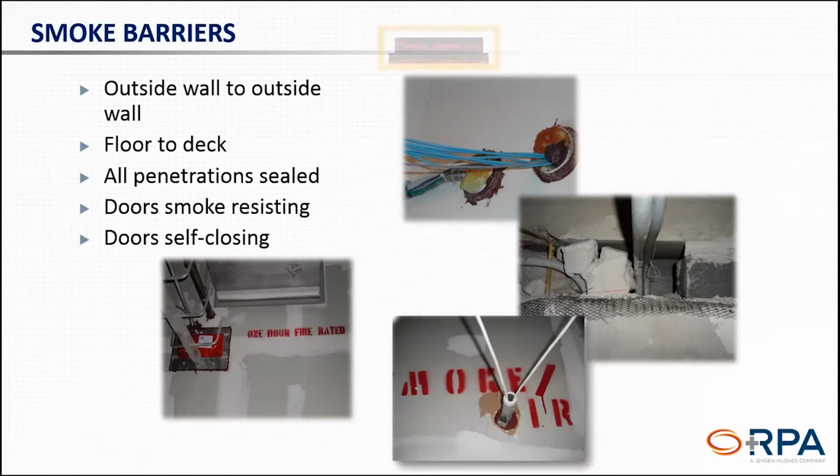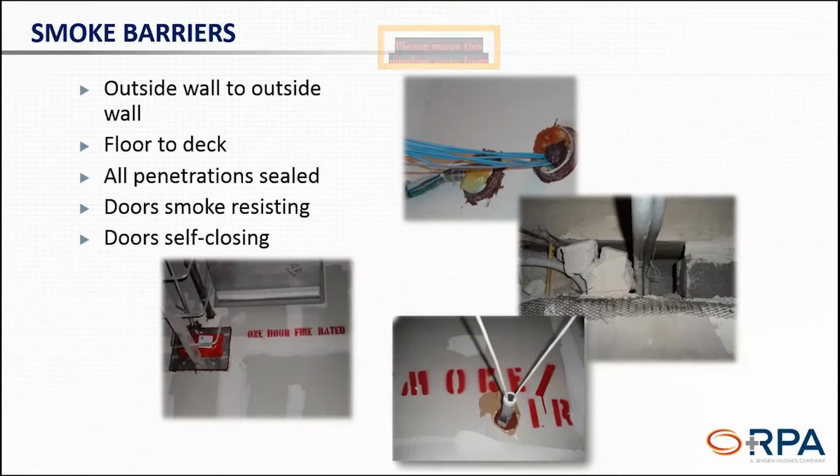They need to go from floor to deck. Sometimes we see them stop short. Sometimes we see them with openings at the fluted deck where the corrugated metal at the top of the wall doesn't quite make it all the way up, and that gap that's created by the corrugated metal needs to be filled in with some kind of UL approved either fire stop system or some sort of construction system.